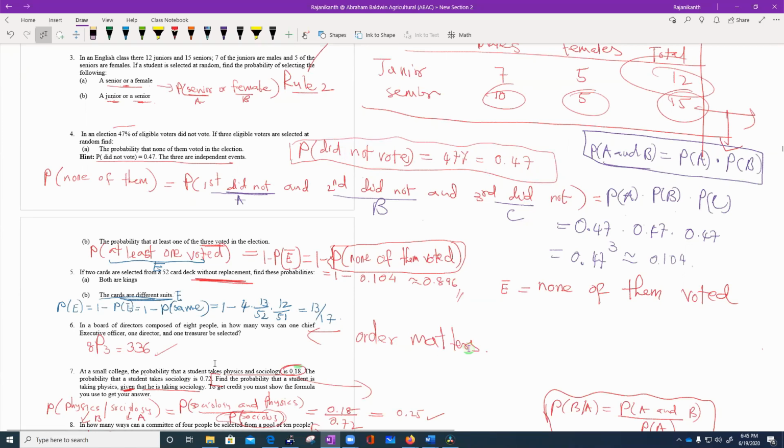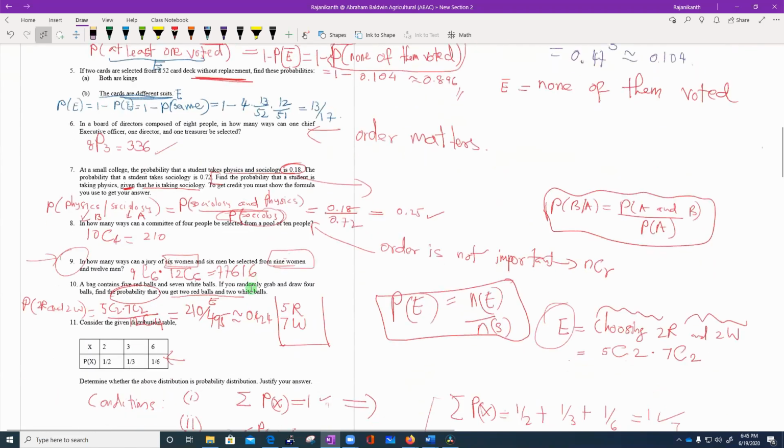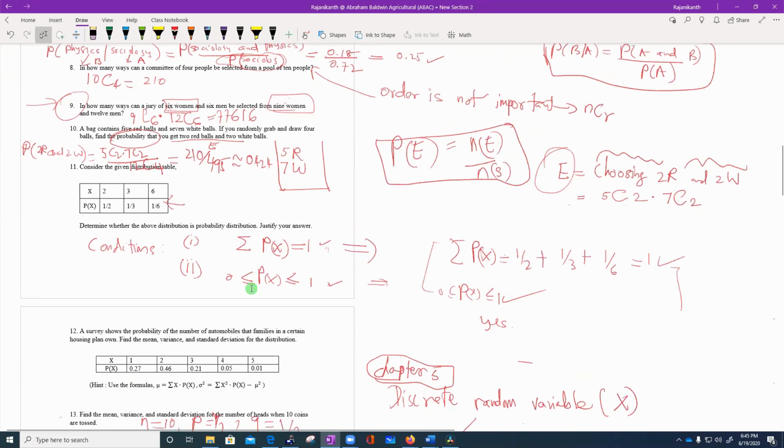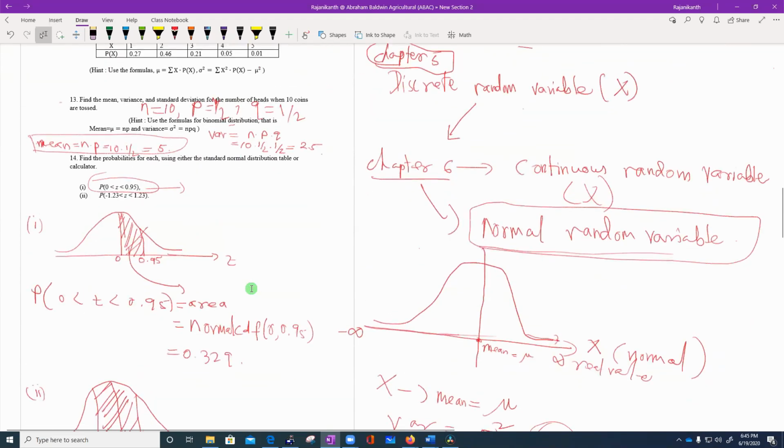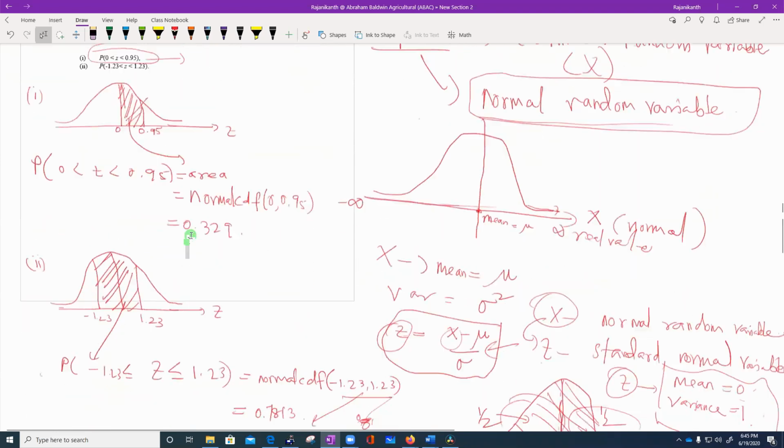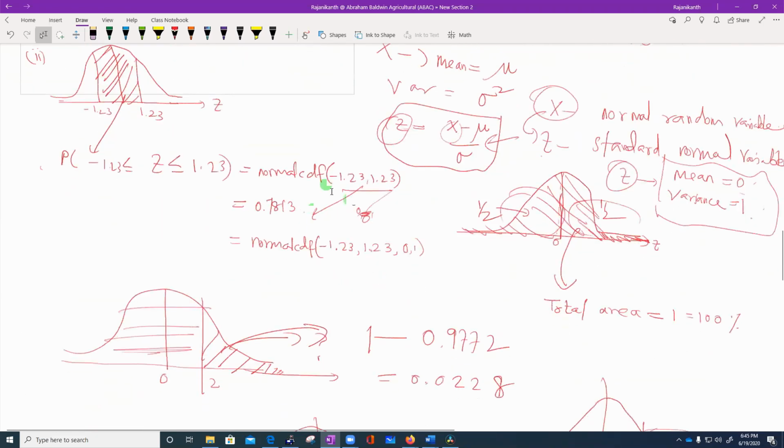Okay. What did you get for the second problem of 14? Which one? Finding the area between negative 1.23 and 1.23. The answer was 0.7813. I'm showing you. Do you see that?